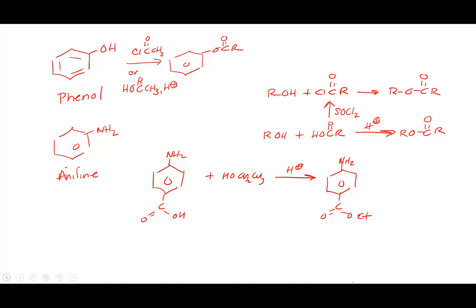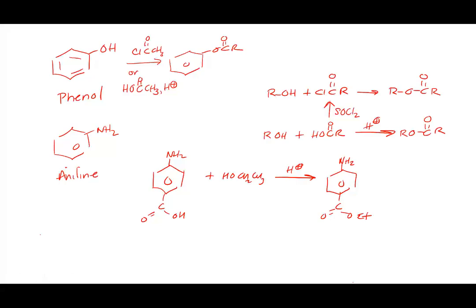We did a Fischer esterification. So you want to make an acid, you want to make an ester, use the acid chloride, use the carboxylic acid. How do you get the acid chloride? By reacting the SOCl2 with the carboxylic acid.